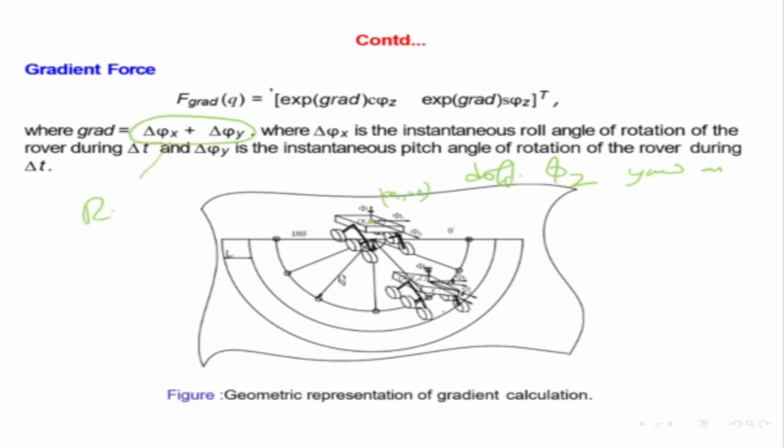So this is the roll plus this is the pitch, and the gradient force that is being used is exponential of this function. So it is e raised to grad into cos phi z. And what is grad equal to? Grad is equal to the sum of the roll and the pitch angles. Roll plus pitch.